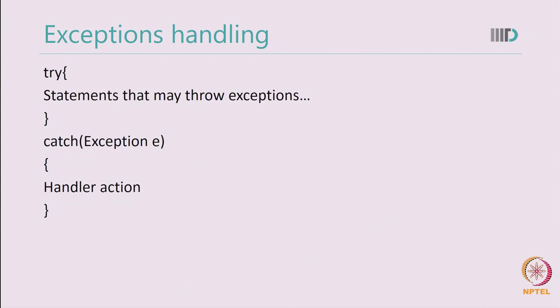A simple way of declaring exceptions is using a try and catch block. You start a try block with a curly bracket, then you continue with all the statements that may throw an exception. After that, you try to catch those exceptions in a catch block. The catch block defines the action that you will take if such an exception is ever thrown by your program.